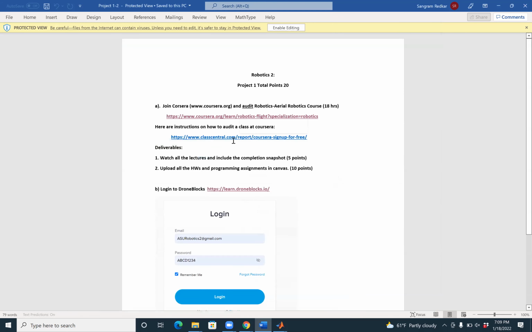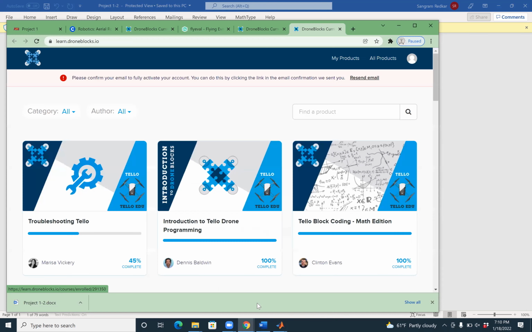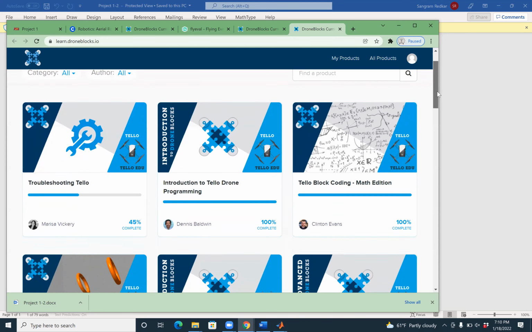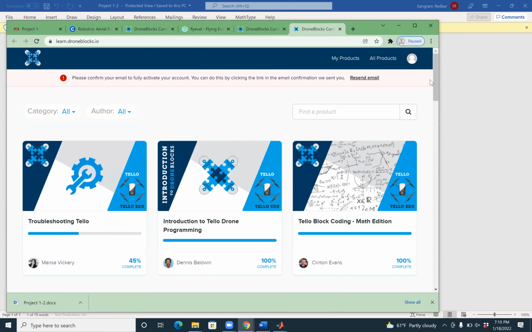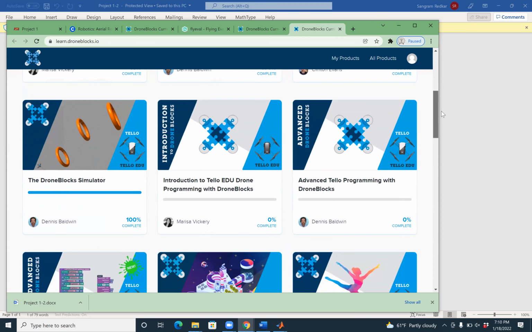Okay, next thing, drone blocks. Go to drone blocks. Somebody asked me, where is this drone block? So go to drone blocks and make sure you will have access to these 20 lessons. Some of these lessons are super duper simple. So for example, troubleshooting Tello, intro to Tello, drone programming, Tello block coding. They are just for high school kids. But it's good to do this.